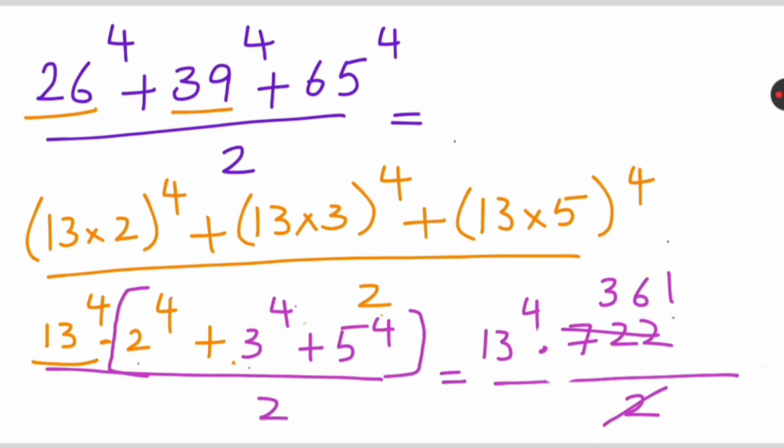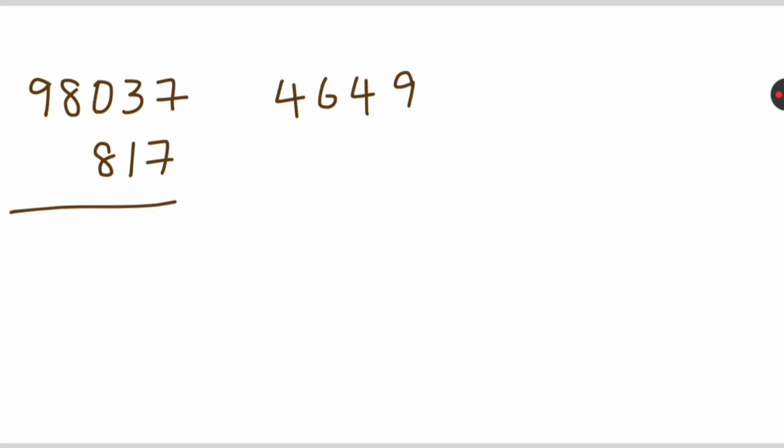So 26 raised to power 4 plus 39 raised to power 4 plus 65 raised to power 4 over 2. The result is 10310521. I am going to give 3 examples to you.